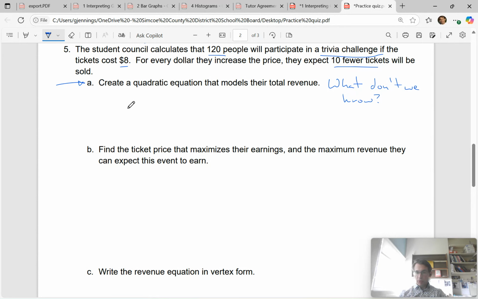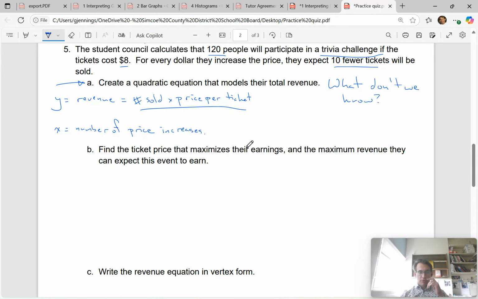And an efficient way to do this would be to say, well, y is the revenue, which actually it's helpful to do this. It equals number sold times the price per ticket. And then our x, the other thing we don't know, is the number of times they increase the price. And we can use that to build this equation.